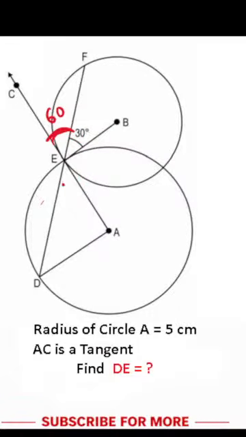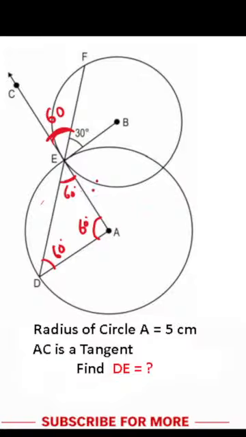Now if this is 60, this is also going to be 60 because they are vertical opposite angles. And AE and AD are equal to each other because they are the radius of the circle. So if this is 60, this is also going to be 60, base angles of the isosceles triangle. Now once you got these two angles as 60, you can solve for the third angle also. That would also be 60.